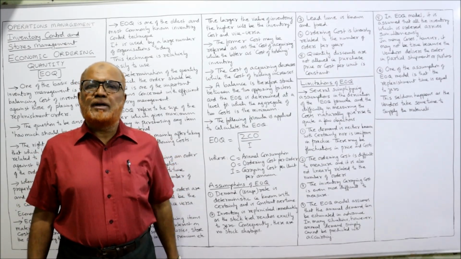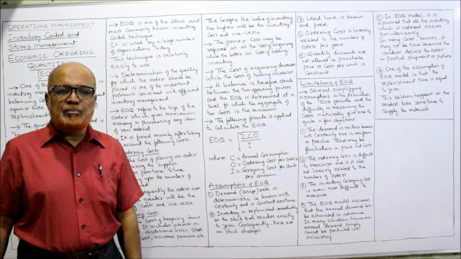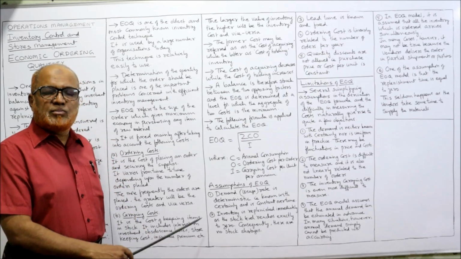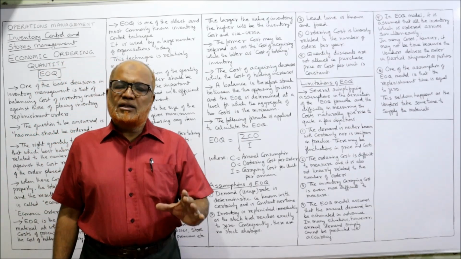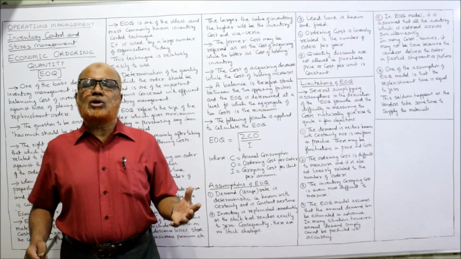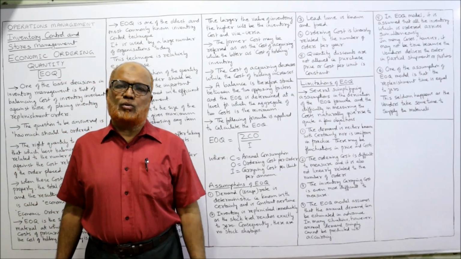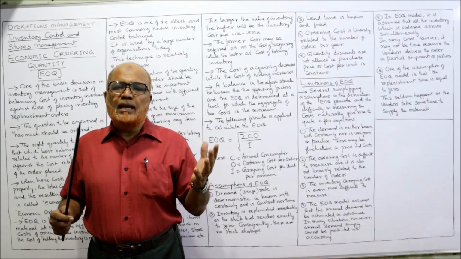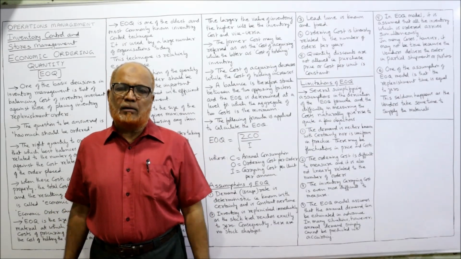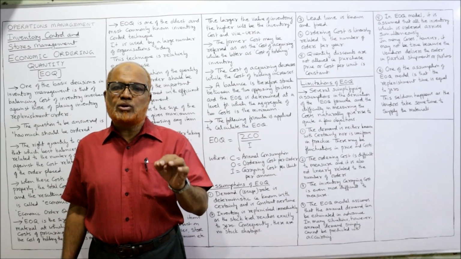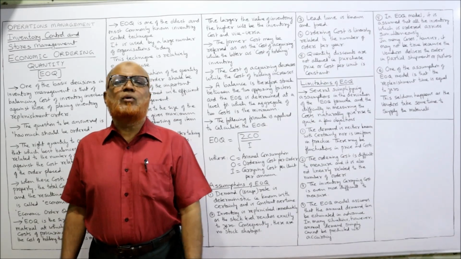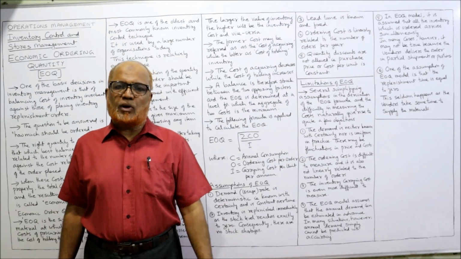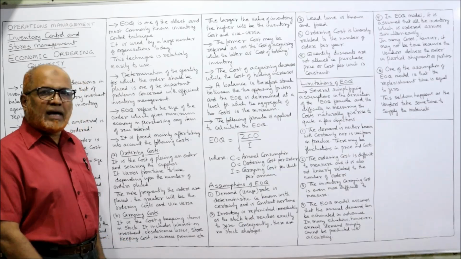But this formula depends on a number of assumptions. What are the assumptions? In examination, a theory question will be asked: what is EOQ, and what are the assumptions of EOQ? What are the limitations of the EOQ model? So if you watch this video thoroughly, then definitely you will be able to write the theory question on EOQ. What are the assumptions?